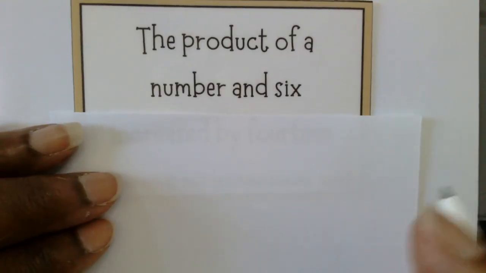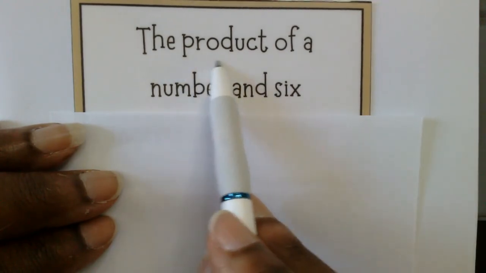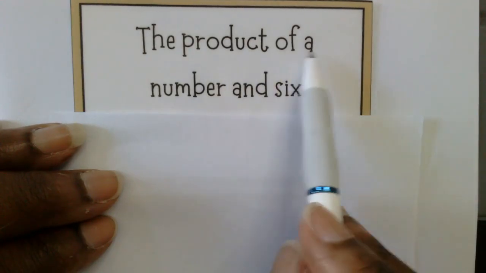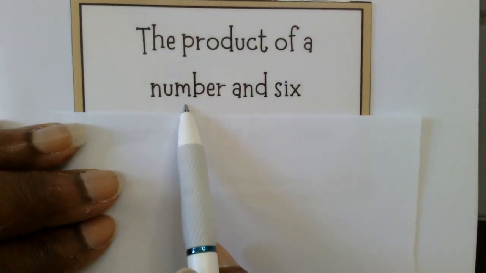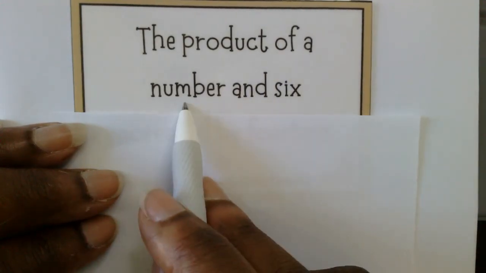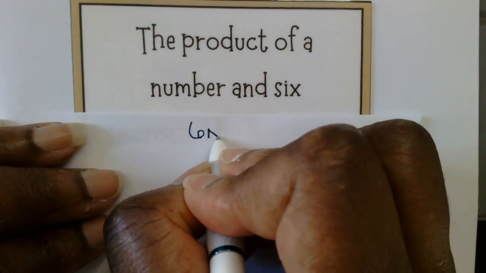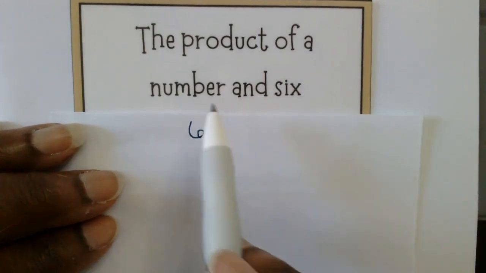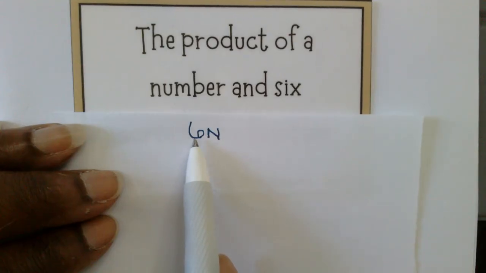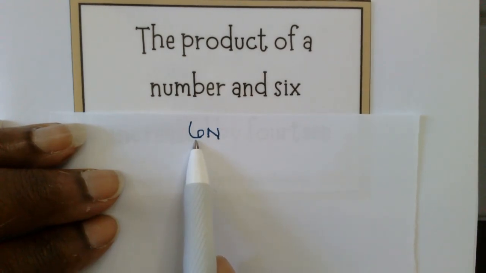So the first part says the product of a number and 6. So product of means you're going to be multiplying, and you're going to be multiplying two things. And what are those two things? A number, which is our variable, and 6. So even though they have a number first and then 6 following, this is still 6n. Okay, that's still going to be 6n. Because when you're dealing with multiplication, your number always goes before your variable. Okay, this is what's called a coefficient.